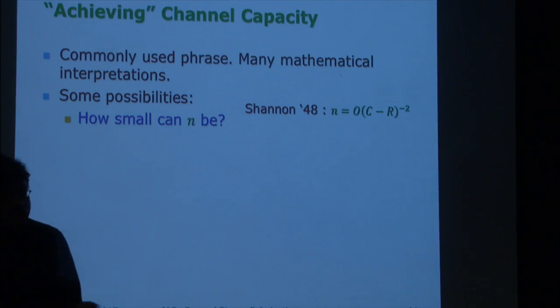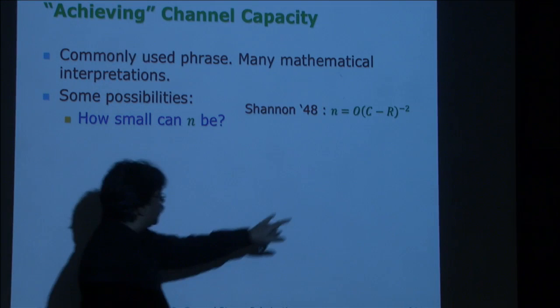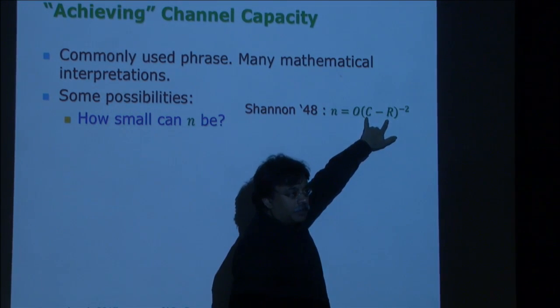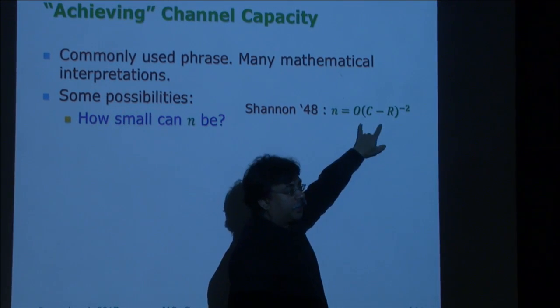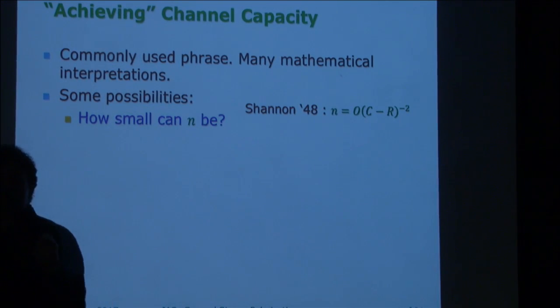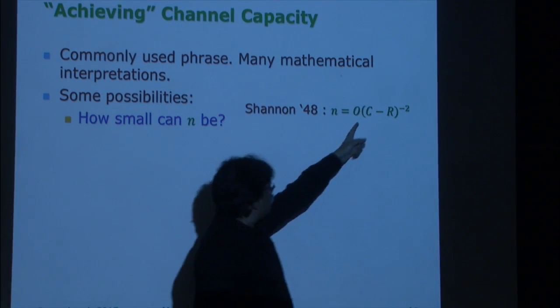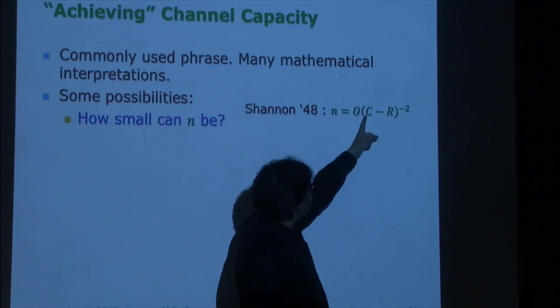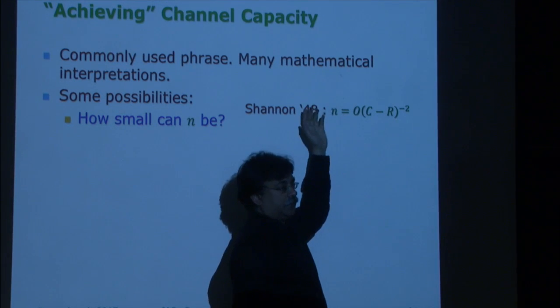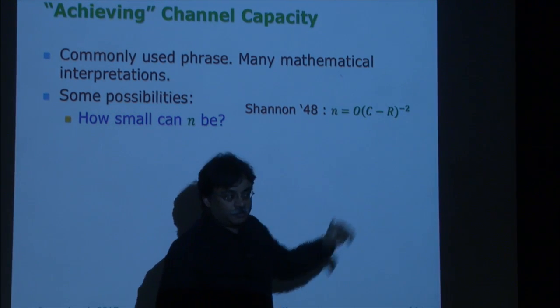Then you ask the question, what's the rate at which we are approaching capacity? So now I'll make this gap to capacity, C minus R, even smaller, and that'll give me a different n, and I keep achieving this. So achieving is in the limit, but we want to understand the rate at which we are approaching this limit. So if you want 0.01, if I take the rate to be 0.01 less than capacity, then I need to use n which is like 10,000. And so on and so forth.